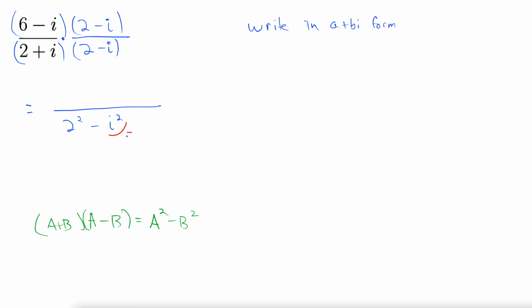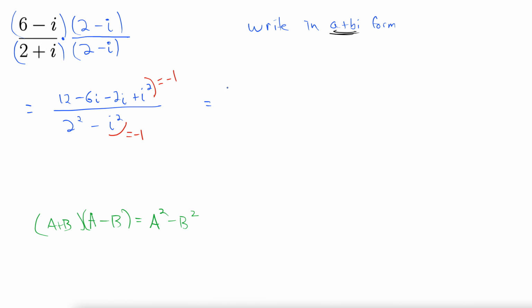Up top we're going to FOIL this together, so let's do it. First, 12. Outside, minus 6i. Inside, minus 2i. Last, minus i times minus i is positive i squared. I want to be really careful around the i's on these. But remember that i squared is, again, -1. That's the most important thing to remember for multiplying and dividing complex numbers.